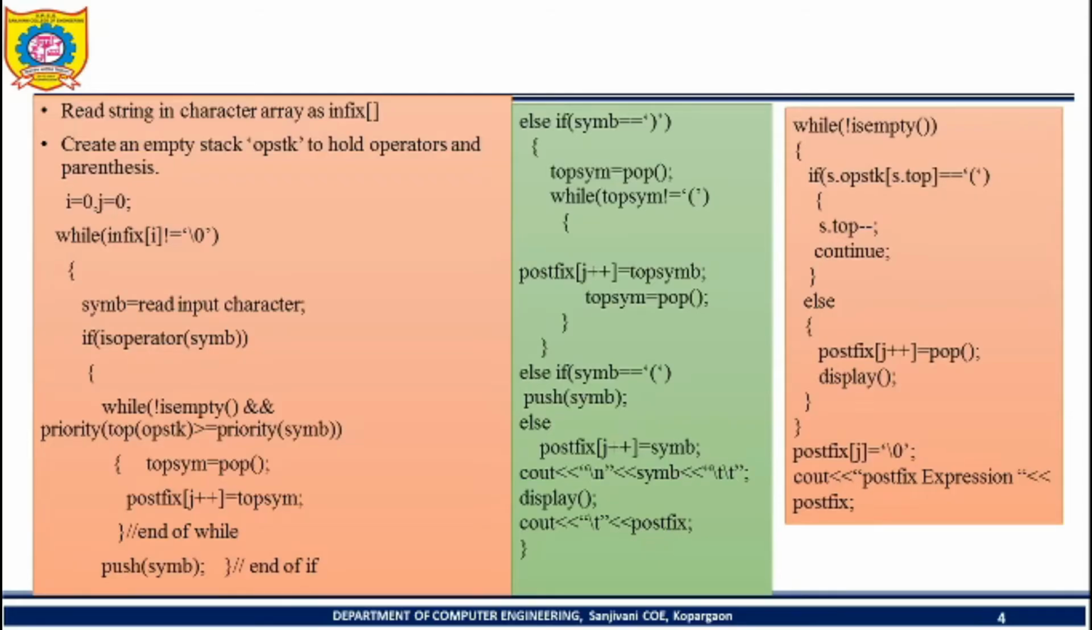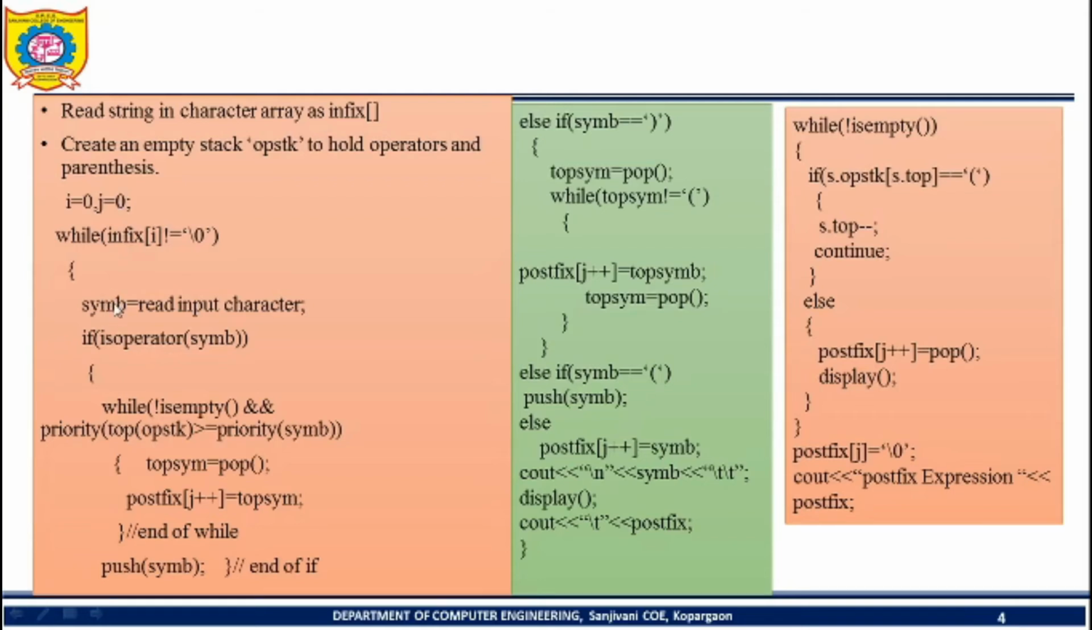So here is the pseudocode for converting the given infix expression into a postfix expression. Here there is one stack, OPSTK, which holds the operators and parentheses. And here we have taken a while loop. That while loop will repeat until we reach the end of the infix expression. At every iteration, it reads the input character from the infix expression and puts it into symbol.